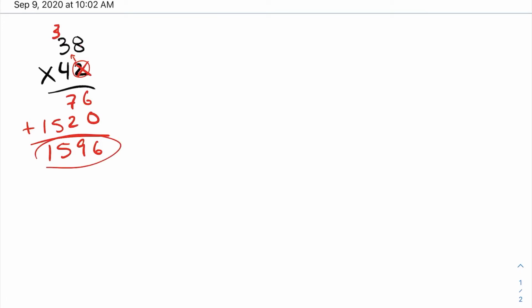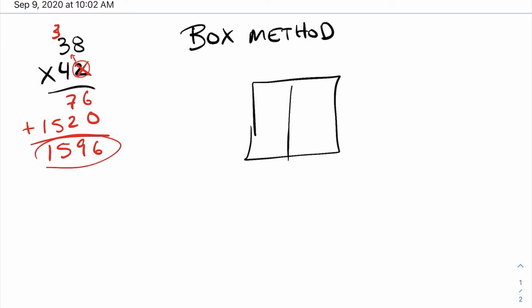For some of you, it works and you've learned it, but for a lot of you, you didn't learn how to do that, and I don't want to force you into that. I feel like there's a lot more errors when I see this. Something that we're looking at is called the box method, and the box method is extremely important. So what you have is a box.